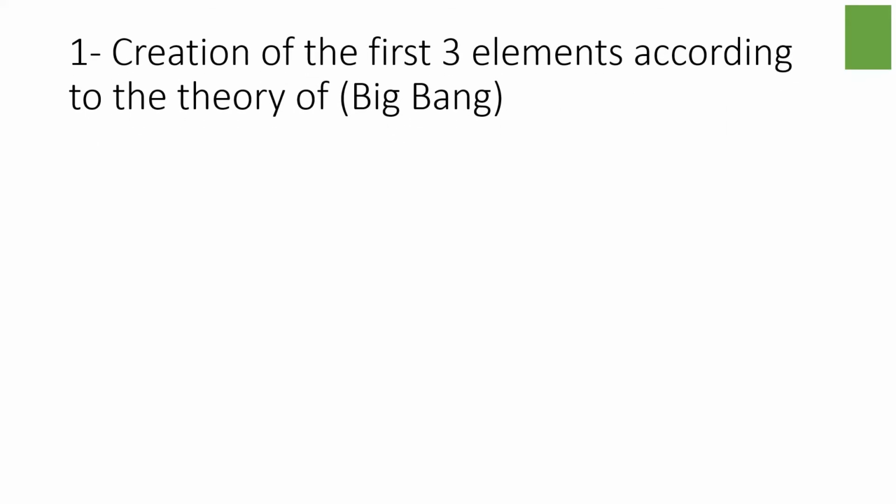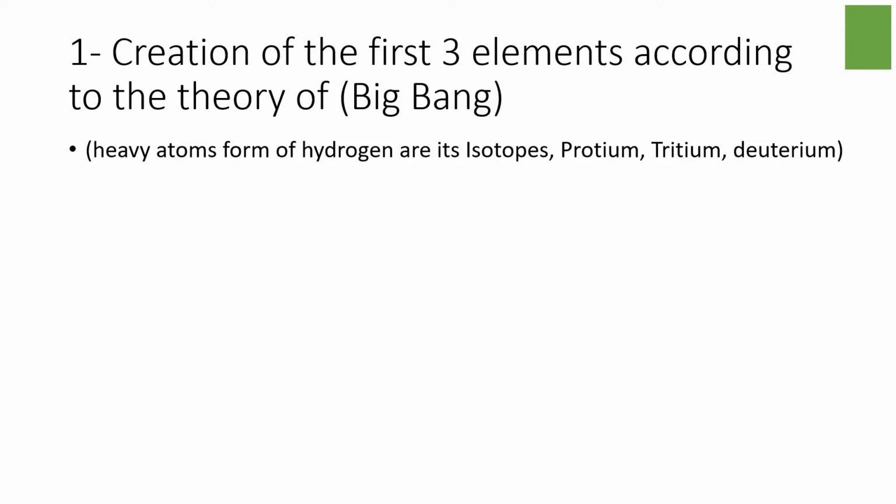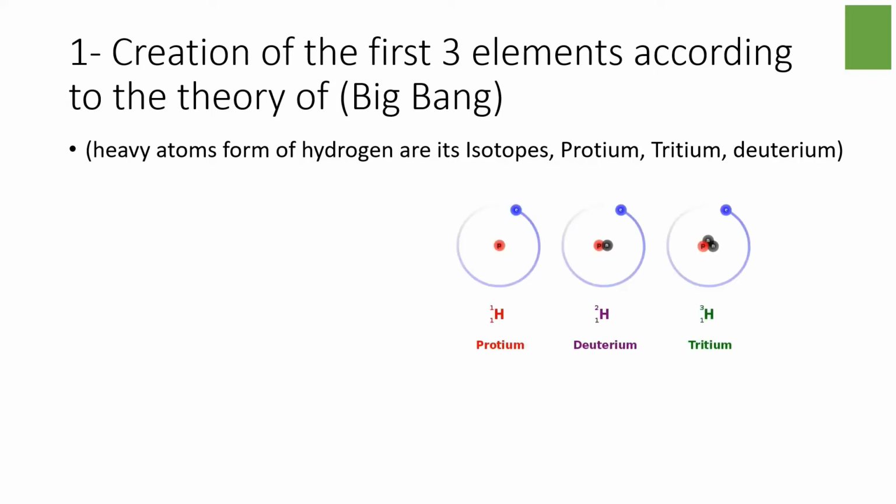Now, regarding the first stage or phase of creation of the planet Earth, we should start with the creation of the first 3 chemical elements, which has been explained by the theory or hypothesis of the Big Bang. The heavy atoms from hydrogen are its isotopes. The atom of hydrogen is usually called protium, and other isotopes of hydrogen are called deuterium and tritium. So we have some isotopes of the element hydrogen that were the building blocks of the matter of the universe.